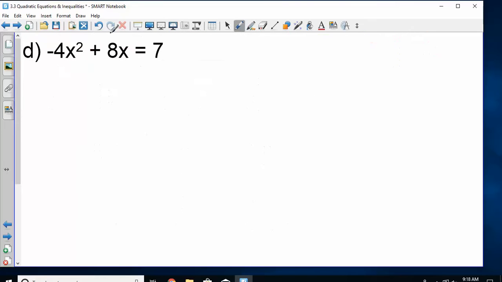Let's do some more. Can I change this one? I want to make this a negative 8, I think. So 4x squared plus negative 8x equals 7. Yeah, or minus 8x, either way. I just wanted to alter my problem a little bit. I've done a lot of little subtraction.